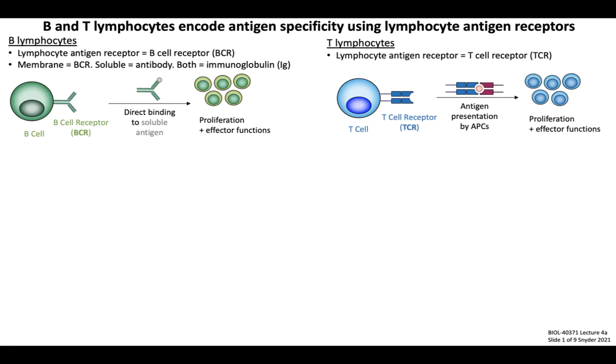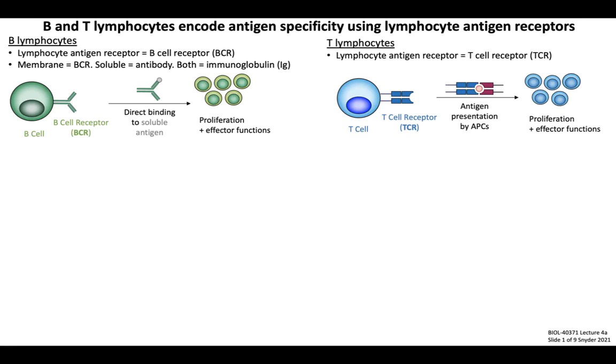We've seen this schematic a few times by now, which summarizes the activation of the two main subsets of lymphocytes, B cells and T cells. We know that B cells express a B cell receptor, or BCR, as their antigen receptor, and that this can bind to soluble antigens. We also know that BCR activation can lead to the proliferation and activation of B cells. An important naming convention for these proteins is that the membrane-bound form is called the BCR, while the secreted form is called an antibody, and the protein structure of both forms is called an immunoglobulin, and this is usually abbreviated as Ig.